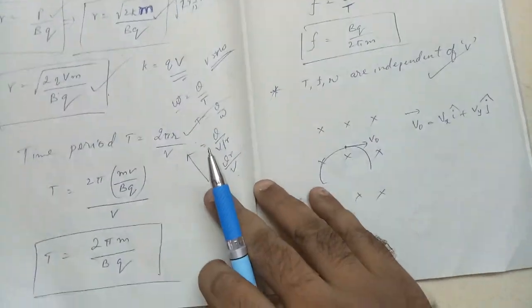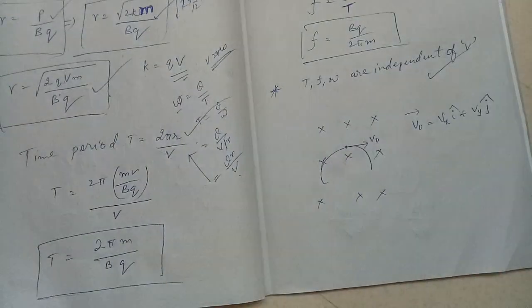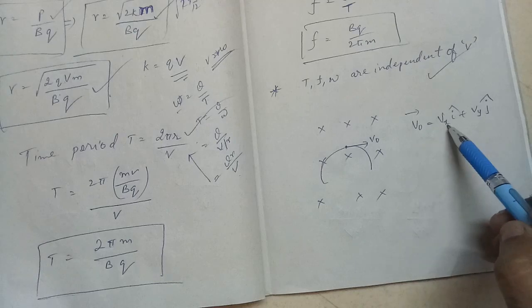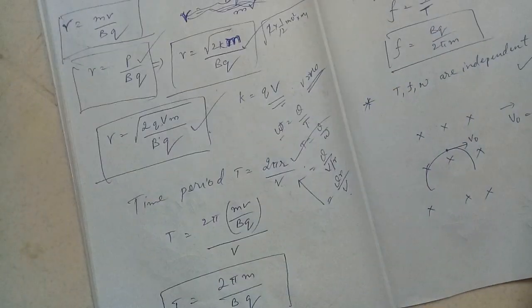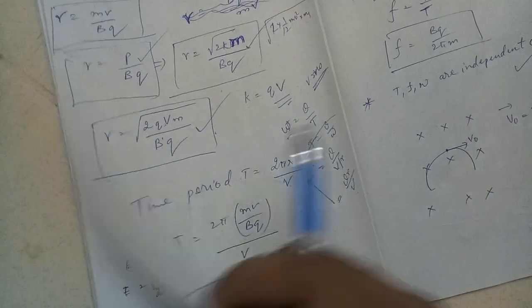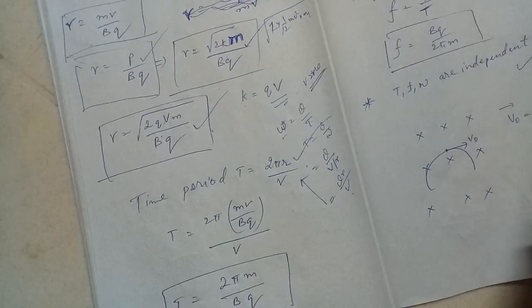Basically we are discussing this kind of a situation. I have shown a cross mark here. Cross means the magnetic field is perpendicular to the paper and penetrating through the paper, away from you. So the particle is moving in a circular path. It will have some velocity v0. You can always write the v0 vector as vx i plus vy j. When a particle is moving in a circular path, it will always have some x and y components. So this is our case number 2. Case number 1 was parallel, case number 2 is perpendicular.